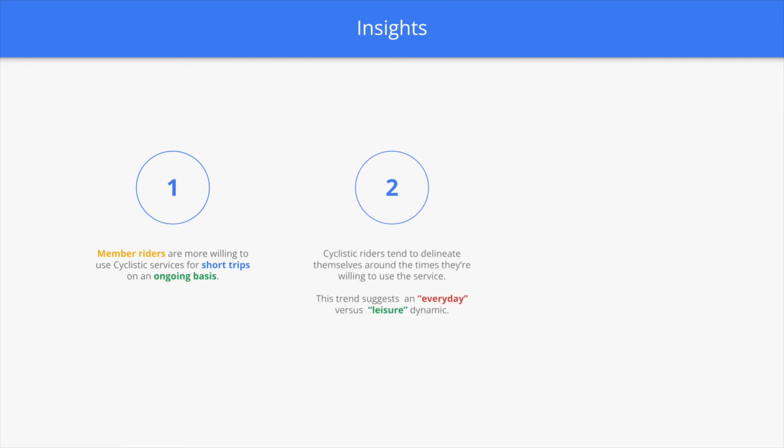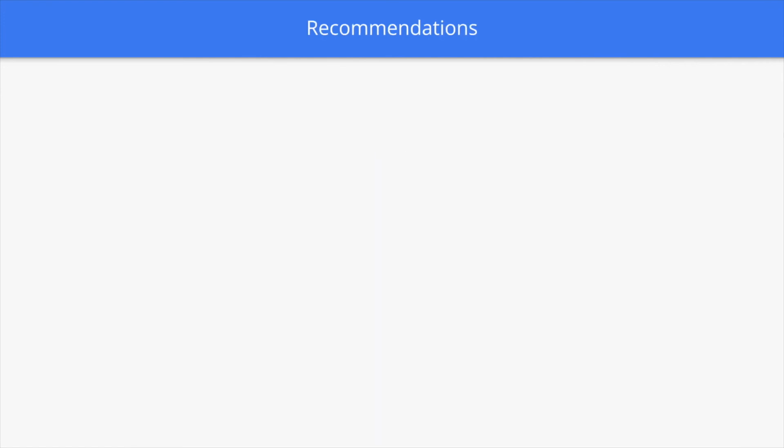Number two, Cyclistic customers tend to delineate themselves about when they're willing to use the service. As such, for example, casual riders prefer using the weekend as a time for Cyclistic services, whereas members use it all week around. Thirdly, there is a seasonal decline in both casual and member demand, but the winter tends to affect casual ridership disproportionately. Now, finally, as a result of those insights, I have three main recommendations to consider.